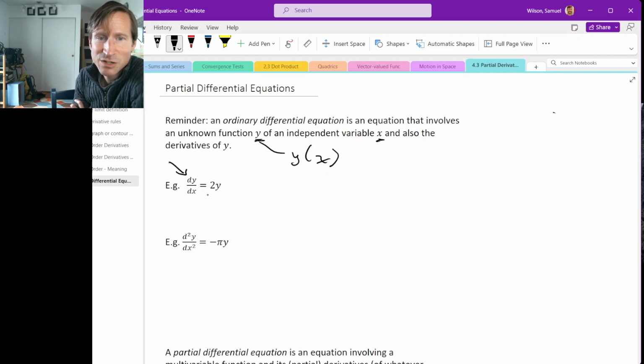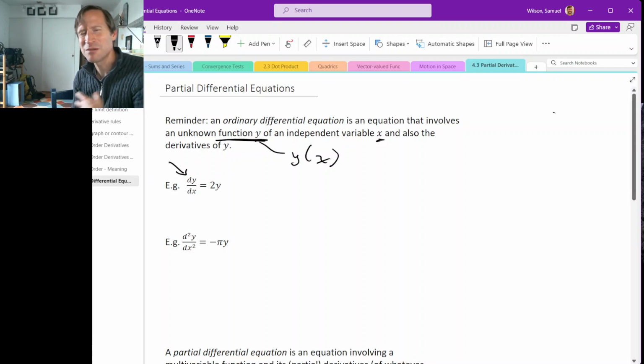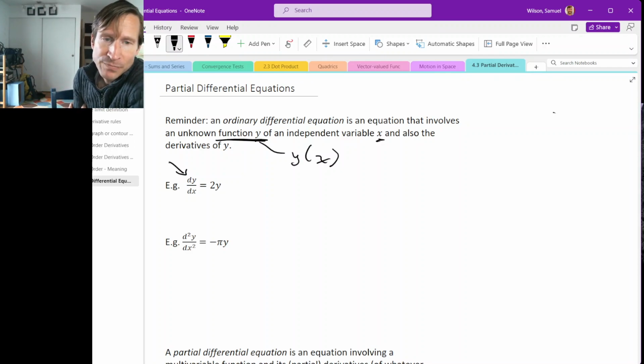dy dx equals 2y. So this is a strange equation because the unknown thing isn't just a variable that represents a number. It's a variable that represents an entire function, right? So the unknown here is a function and not just a number. And this equation expresses some kind of relationship between the derivative of the function and the function itself, right? You might have solved some of these kinds of equations. So here's an example, dy dx equals 2y.